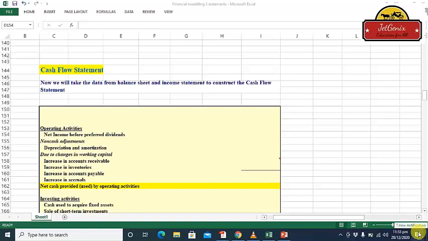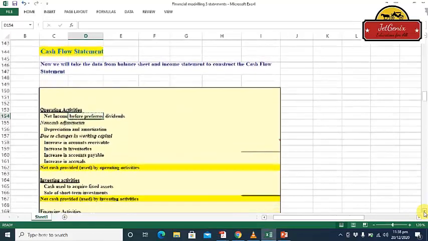We are going to develop the cash flow statement. Our financial modeling course continues, and so far we have developed the balance sheet, income statement, statement of owner equity, and the overall or the total cash flow for 2019. Today we are going to develop the cash flow statement for the same company.